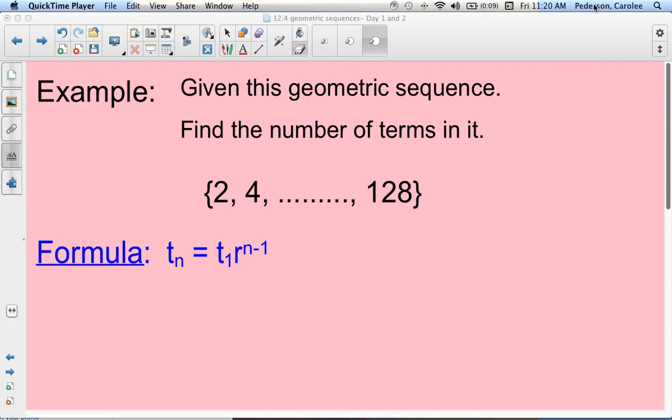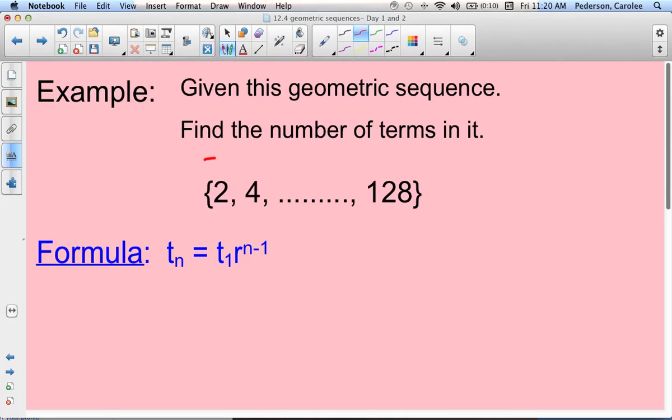Here's an example of a geometric sequence. We want to find the number of terms in the sequence. So term 1's value is 2. Term 2's value is 4. T sub n is 128. And we want to find out how many terms are in this sequence.